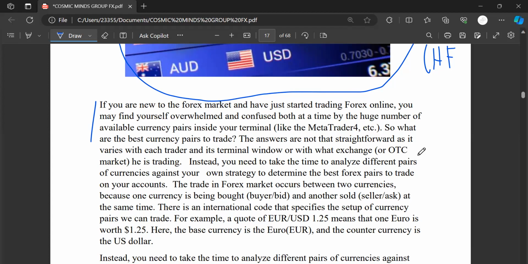So what are the best currencies to trade? The answer is not that straightforward, as it varies with each trader and each terminal, with the exchange, the OTC. Instead, you need to take the time to analyze different pairs of currencies against your own strategy to determine the best forex pairs to trade on your account, right?